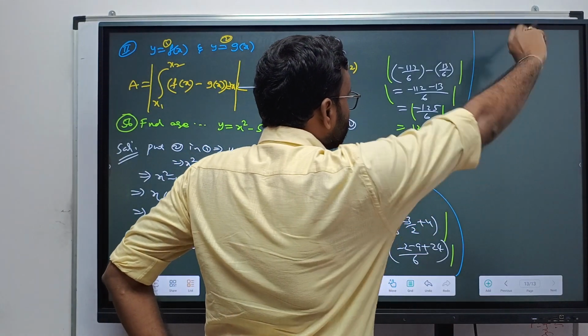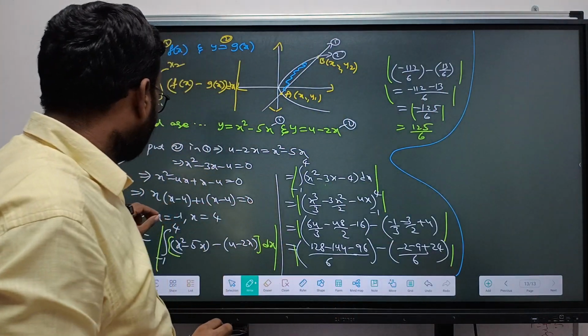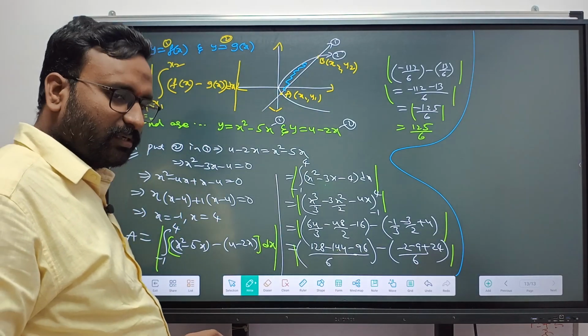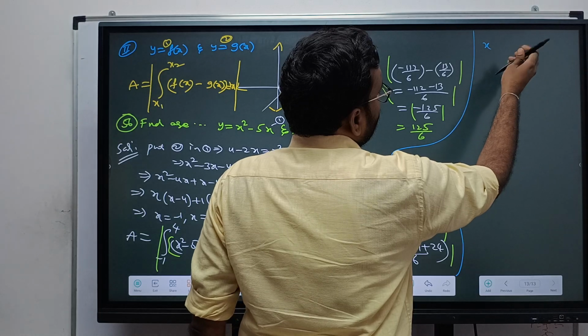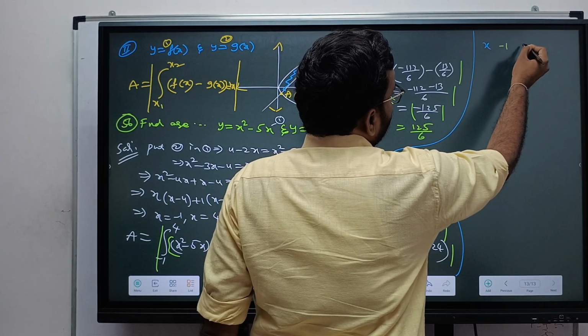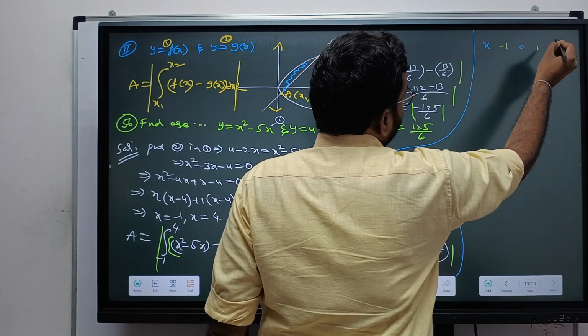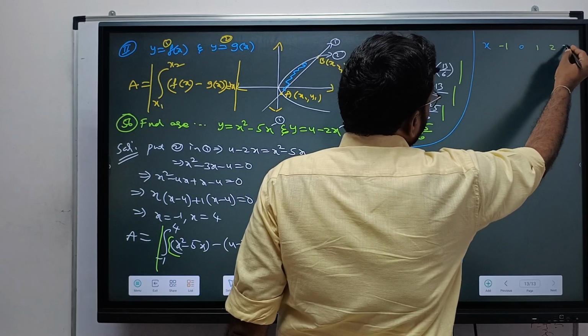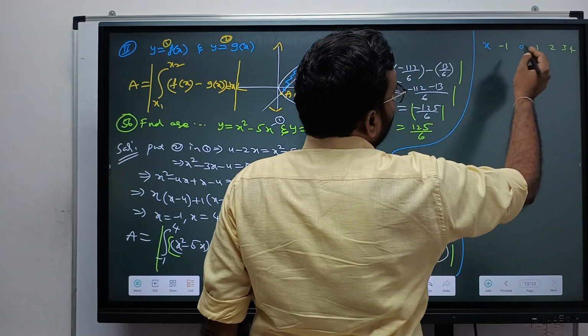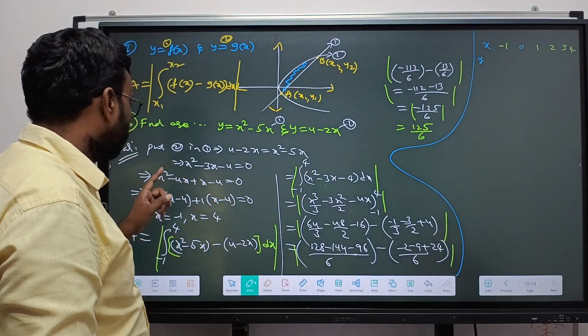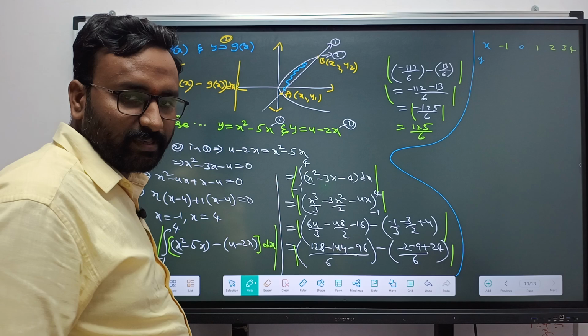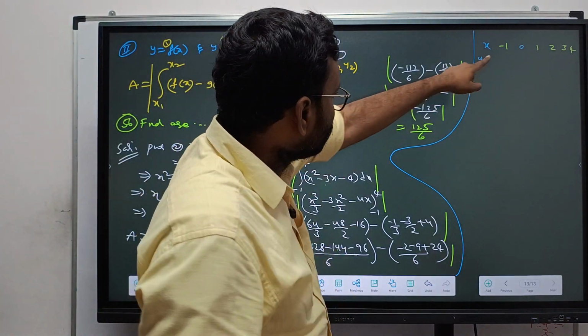Okay, so see here we have the boundaries. What are the boundaries? Minus 1 and 4. So I am writing the x values here: minus 1, after that 0, after that 1, 2, 3, and 4. Now the first curve, what is the first curve? y equal to x square minus 5x. Substitute minus 1 here.